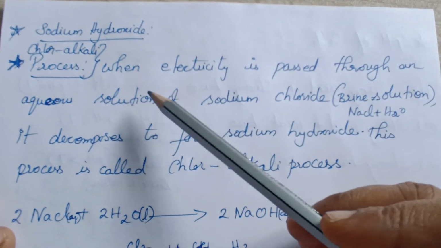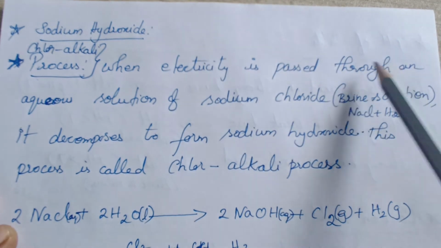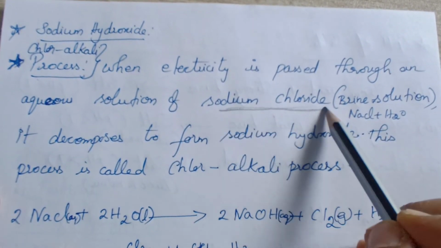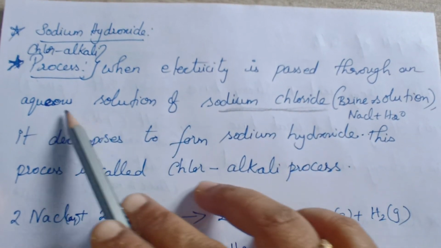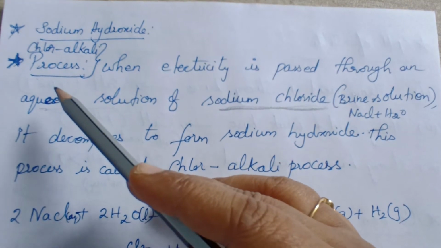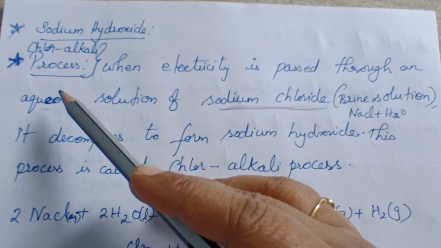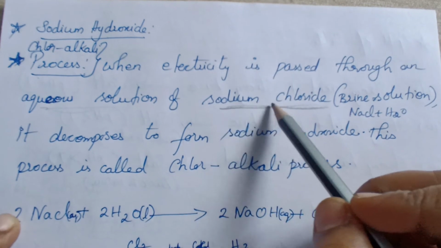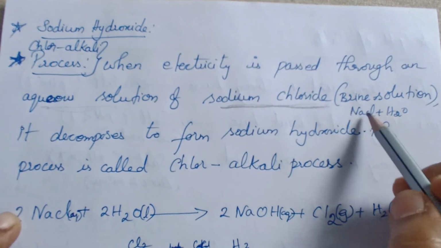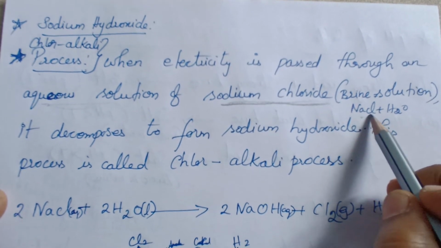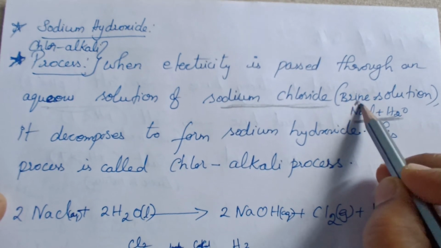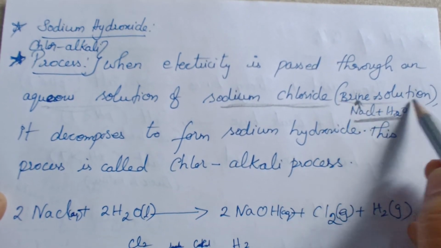Okay, so what does this process mean? When electricity is passed through an aqueous solution of sodium chloride, because sodium chloride is the main raw material. Aqueous solution means what? The sodium chloride is mixed with water, an aqueous solution, right? So we'll call this NaCl, sodium chloride plus water, as a solution. We usually call this a brine solution.